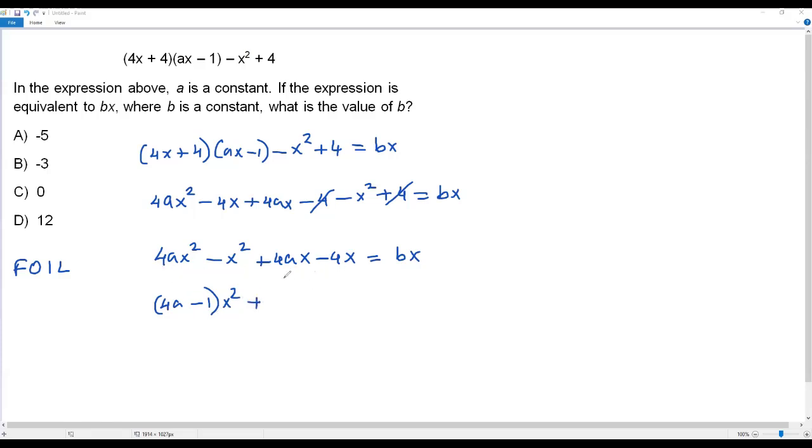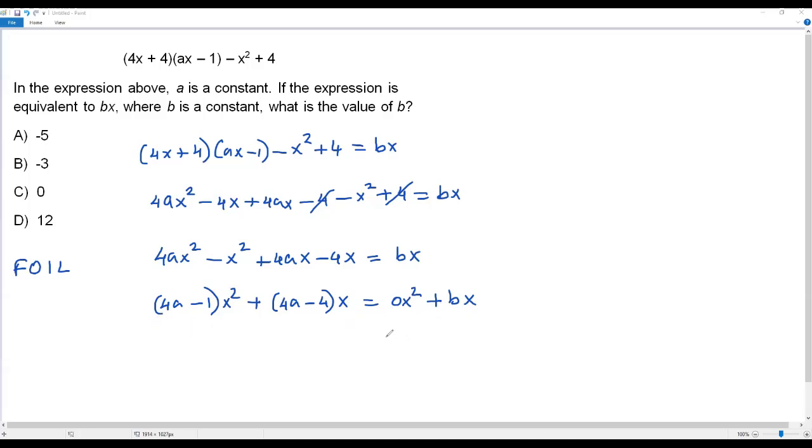Let me factor x out from the next two terms. Then I'm getting (4a - 4) times x. Here on the left side, we find the term which contains x². But on the right side, we find only one term which contains x. Since we find a term which contains x² on the left side, on the right side also we must have a term which contains x². For that, I'm writing 0x² + bx. Because 0x² is nothing but 0, since we have the term which contains x² on the left side, I am writing a term with x² on the right side by taking 0 as the coefficient because its value is 0.